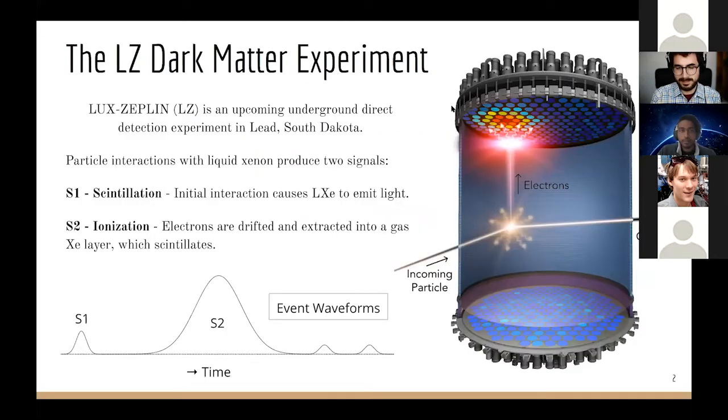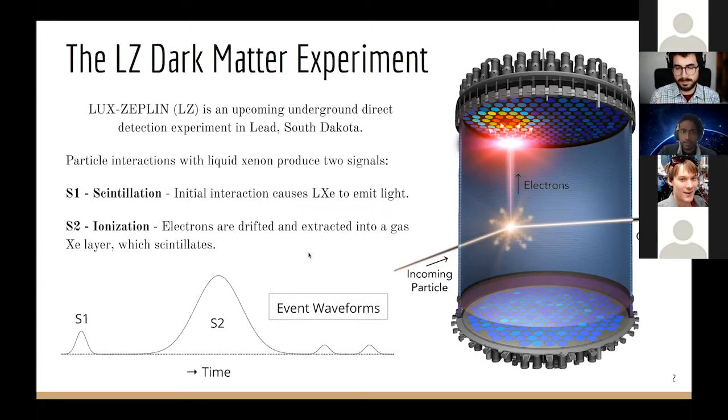So Scott set me up pretty well by talking about Lux. LZ has a lot of the same detection principles and style as Lux. It's just a lot bigger. So this is an experiment that is in Leeds, South Dakota, where Lux was. And the detection principle is pretty much the same. So I'll just go over super quickly what Scott mentioned before.